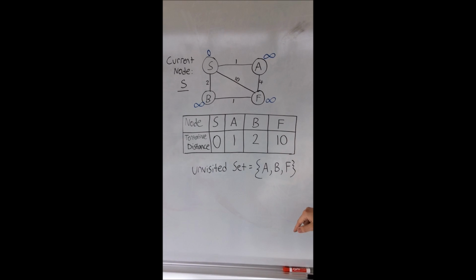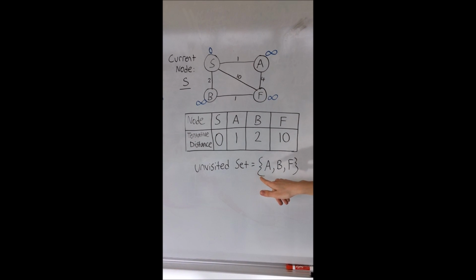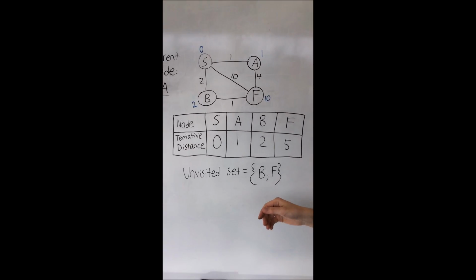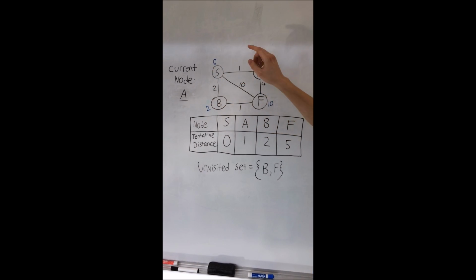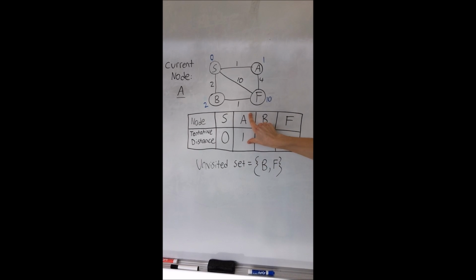of 10. We then remove the current node from the unvisited set. In this case, S was not in the unvisited set, so it remains unchanged. We now pick a new current node. To pick the new current node, we select an unvisited node with the lowest tentative distance. In this case, that would be A.